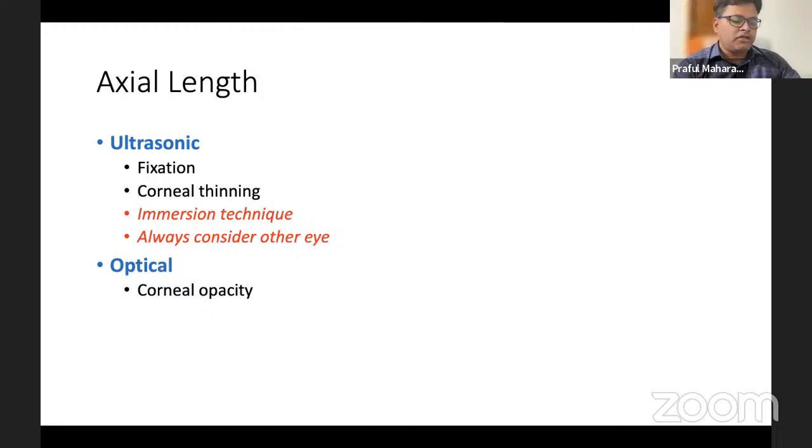Second, cornea is thinned out. You know, ultrasonic has a problem of indentation. When you're pressing the probe, you may be indenting the cornea. And when the cornea is thinning, this may be more. And also the cornea may be uneven. So all these things can lead to errors in axial length measurement in ultrasonic biometer.